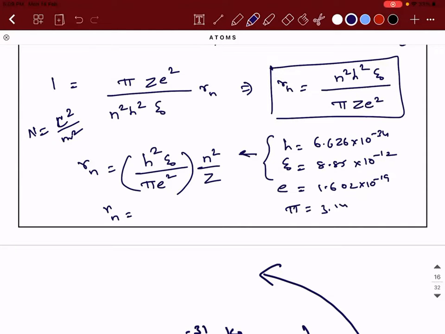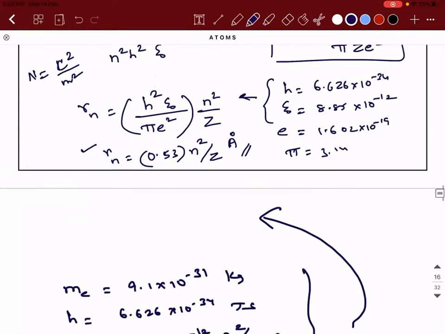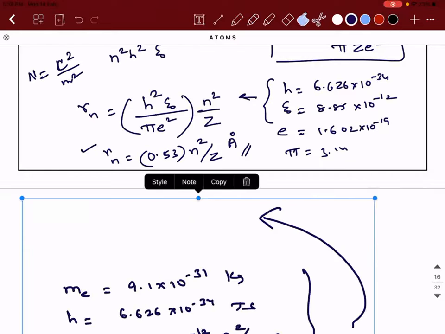If you substitute all these values here, then the value of Rn will come out as 0.53 times n square divided by z angstrom. So 0.53 into n square divided by z angstrom is the value of Rn, that is, the radius of the nth orbit. Generally, if you take hydrogen, z will be equal to 1, and all other parameters are taken into consideration. Are you able to understand what I'm trying to say?